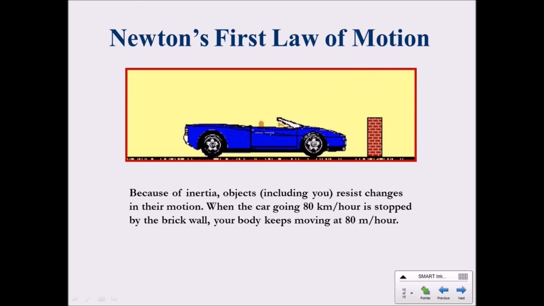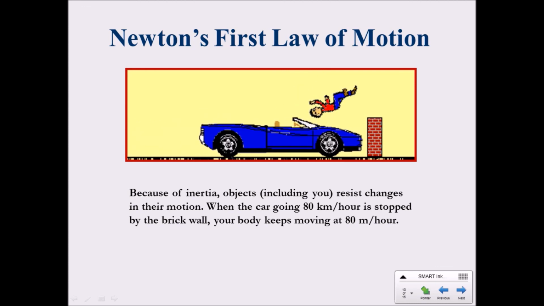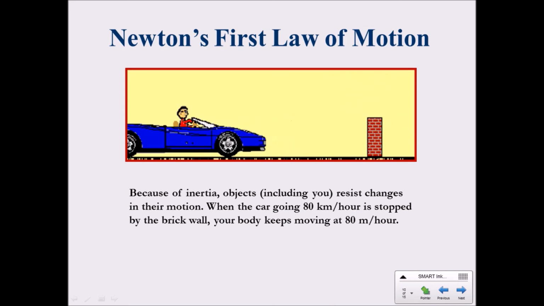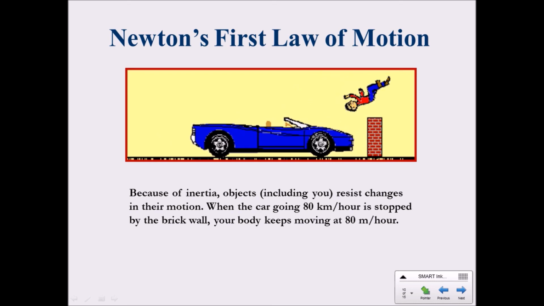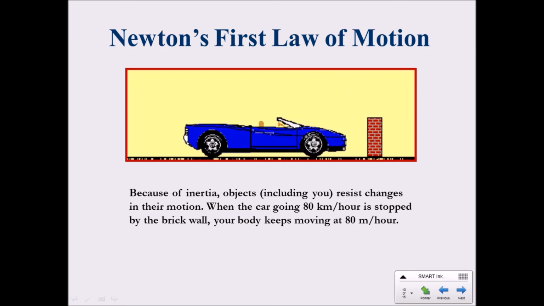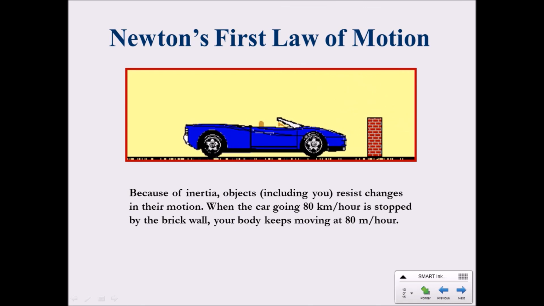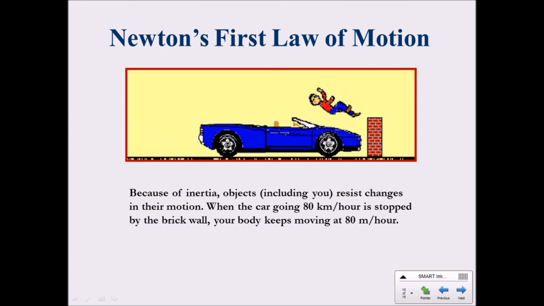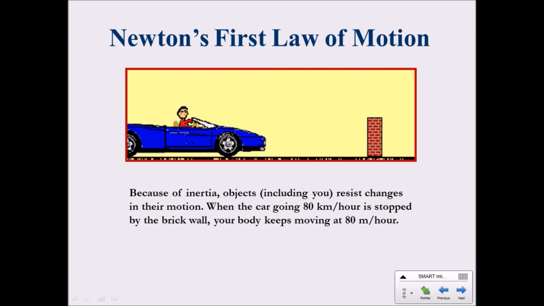You keep moving until you run into something that exerts a force on you to slow you down and stop you. If you wear a seatbelt, that seatbelt provides an unbalanced force that keeps you slowing down with the car, and it keeps you safe. It keeps you from flying through the windshield. But this is what inertia is. Inertia is the tendency of an object to maintain its state of motion. So the person is moving, and he continues moving until an unbalanced force acts on him.